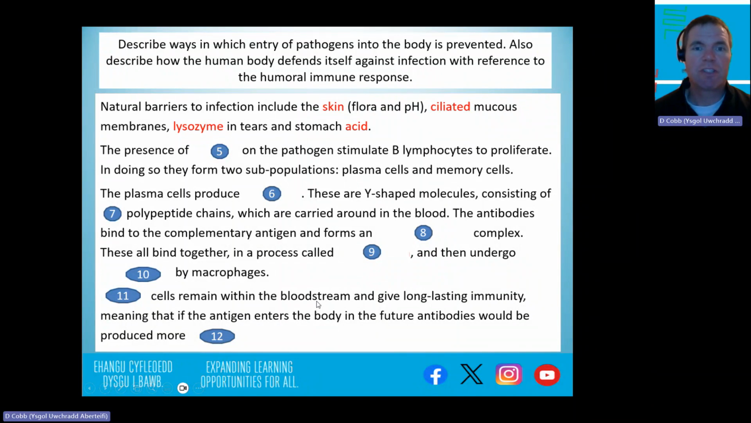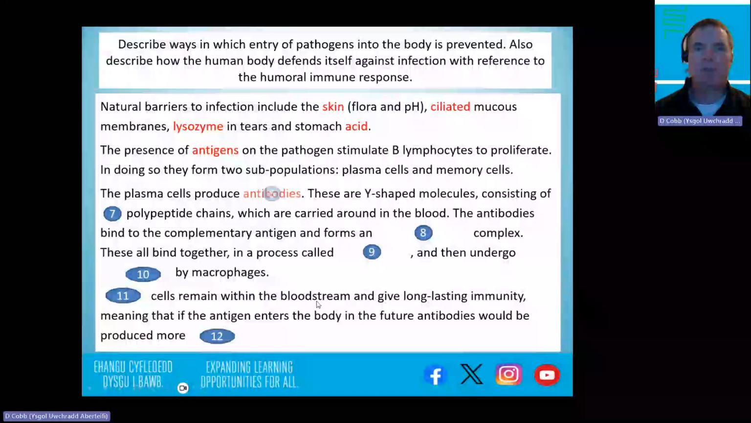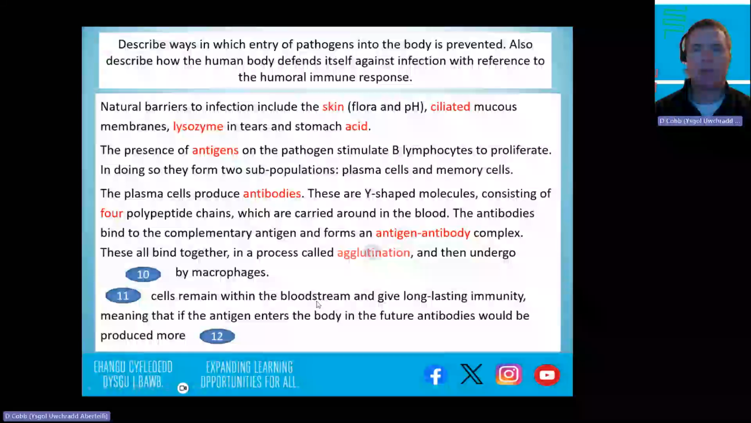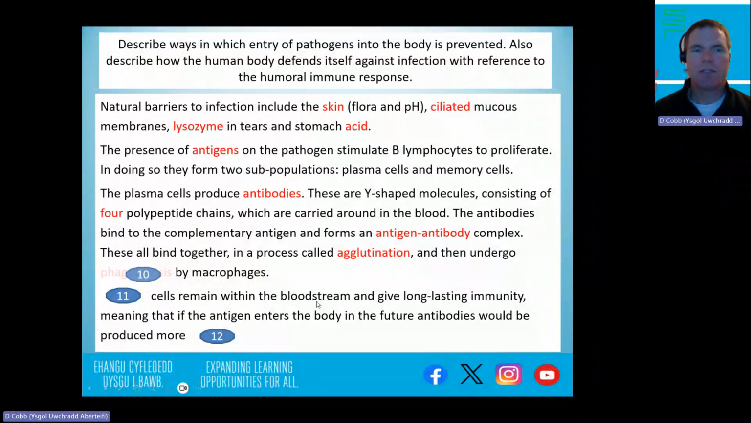Now let's talk about the humoral response. It's the presence of antigens on the pathogen which stimulate B lymphocytes to proliferate. In doing so, they form 2 subpopulations, plasma cells and memory cells. Plasma cells produce antibodies. These are Y-shaped molecules consisting of 4 polypeptide chains which are carried around in the body. They bind to the complementary antigen and form an antigen-antibody complex. And these all bind together in a process called agglutination. And they undergo phagocytosis by macrophages.